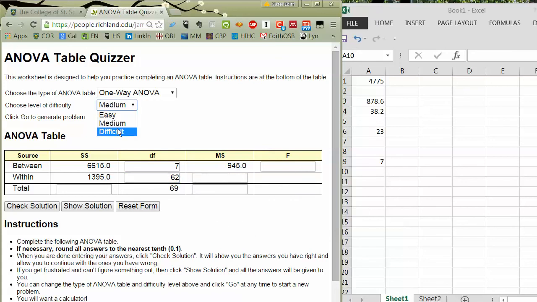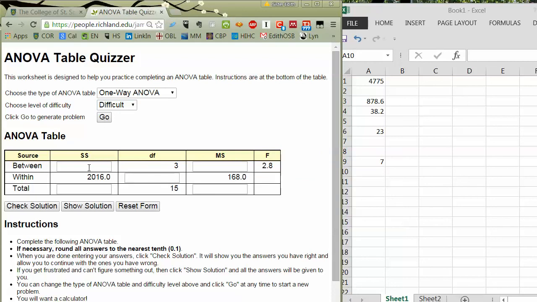When I go all the way to the most difficult type of ANOVA table, I've got rows where I've got nothing but the degrees of freedom, so I'm going to have to work backwards from my F ratio. Something divided by 168 is 2.8. I'll multiply those to get the mean square. Then I'll multiply those backwards to get the sum of squares. And you can see it gets a little bit trickier.